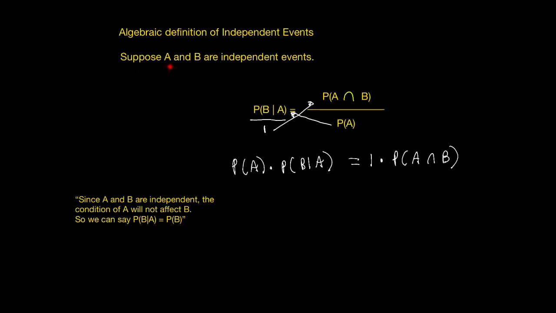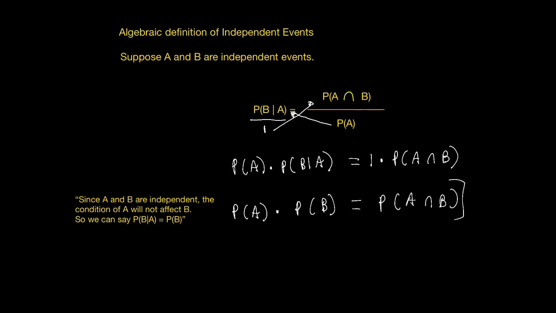But now, since we assumed that A and B were independent events, we know that the condition of A will not affect B. So in this scenario, we can say that the probability of B given A is simply equal to the probability of B, because again, A has no effect on B since these two events were under the assumption that they are independent. So let's make that substitution. We have the probability of A times the probability of B, and that's going to equal 1 times the probability of A and B, which is just the probability of A and B.